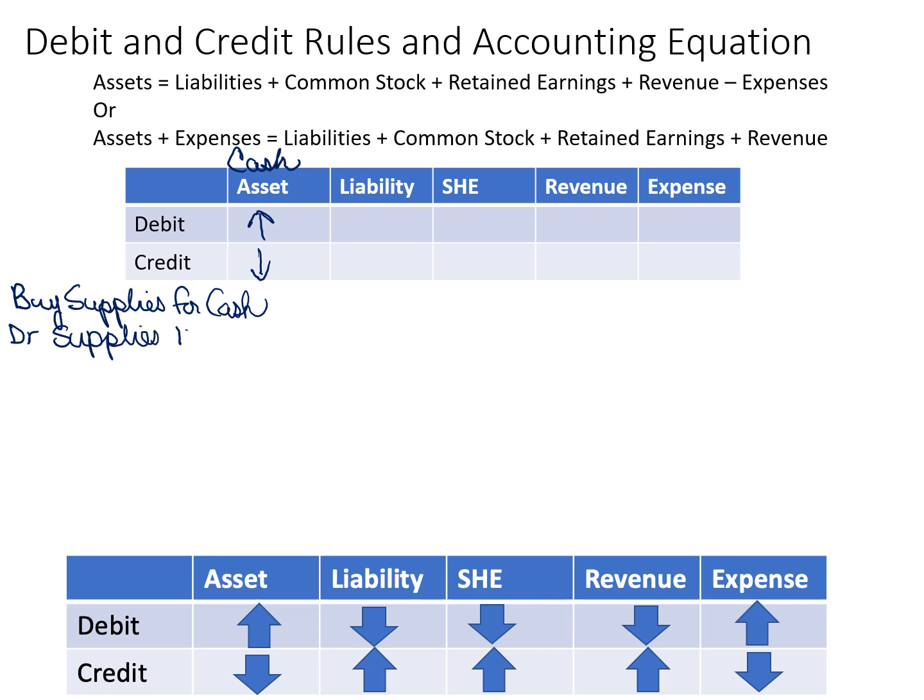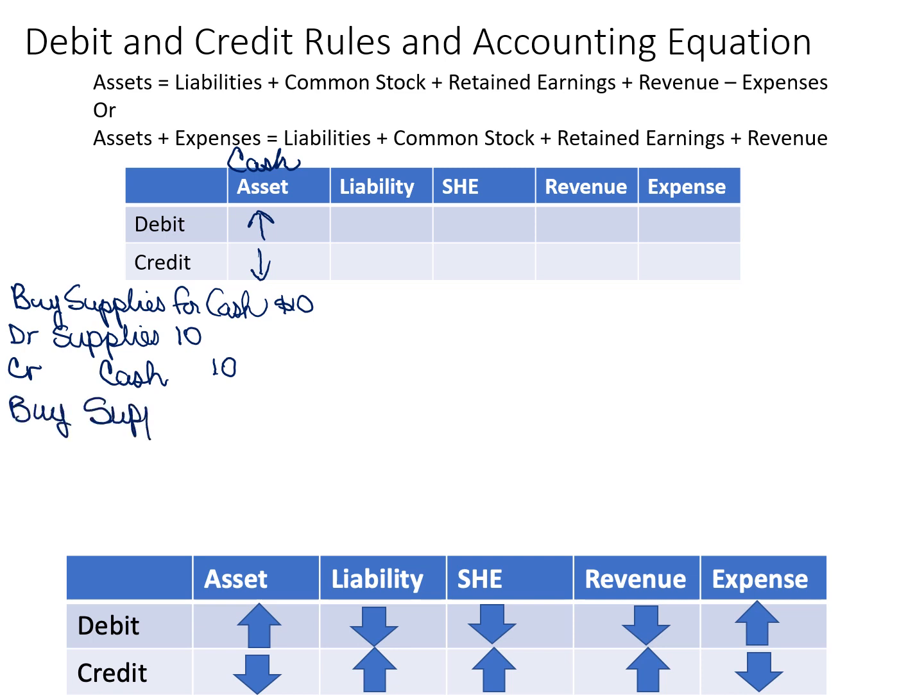Let's say it was for $10. And my credit is to cash because my cash is decreasing $10. So notice I can say it in English, buy supplies for cash, $10. Or I can say debit supplies, credit cash, $10. Either way, those debit and credit rules, debits increase assets like cash, credits decrease assets like cash, and it goes down.